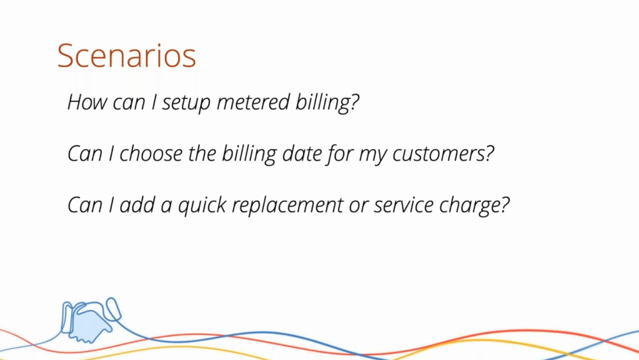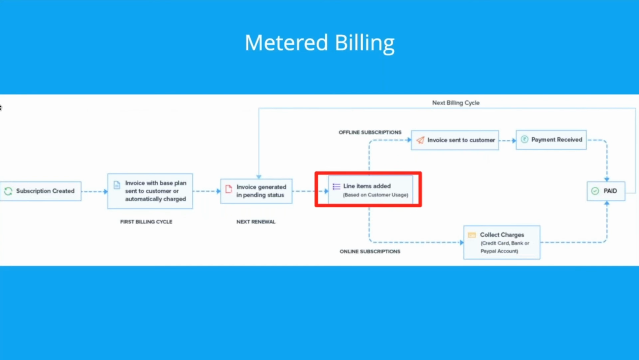So let's talk about metered billing. This is the workflow for metered billing. You have a subscription created, a base plan, and you get charged. Now the next invoice for the next billing cycle will be generated in pending status. During that time period, you may add line items for customer usage, and then you'll have to collect the charges, either online or offline. That's not as important as the one that I put in red. That is the key here for metered billing.